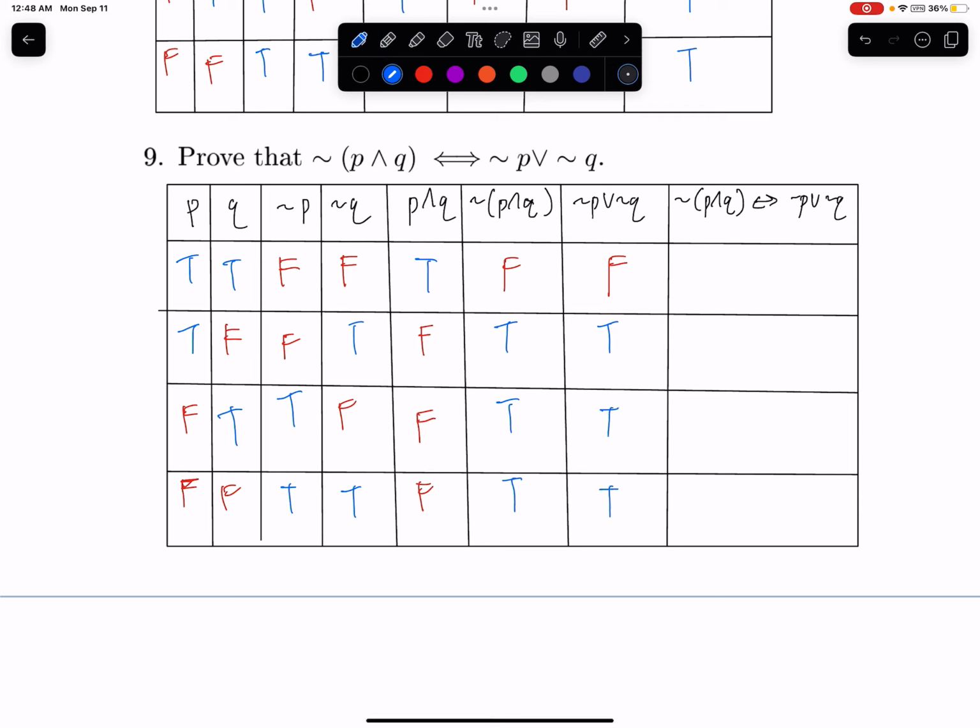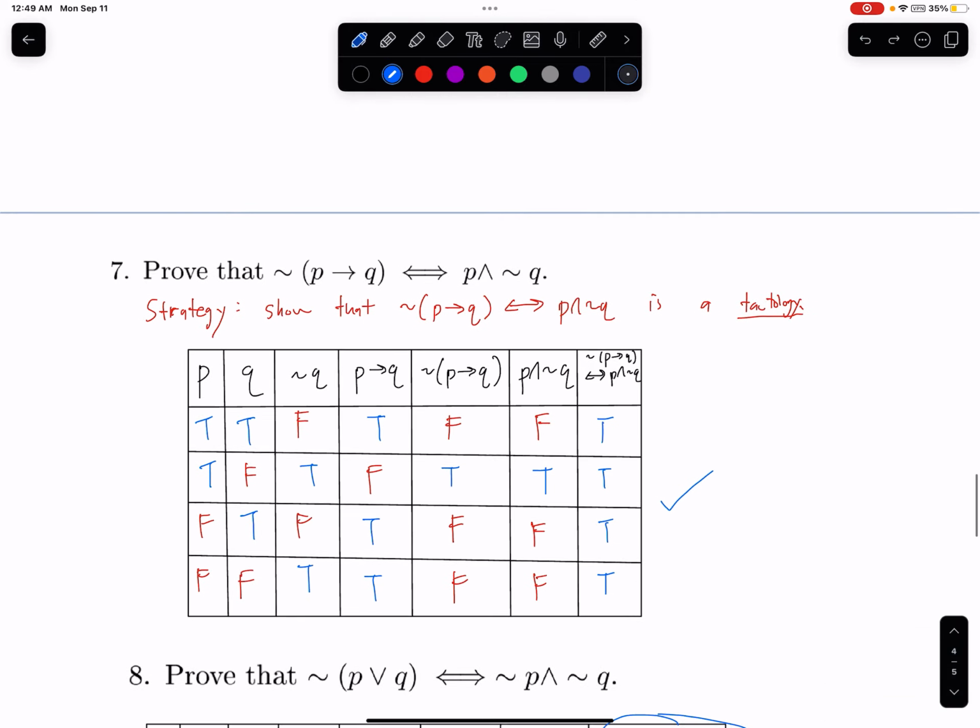Now combine those two statements. Here's the left, here's the right, with a conditional arrow. Conditional means as long as they match up, then it's true. And they always match up. So again, I have a tautology. Awesome. So proving this conditional statement is a tautology means that I do have a bicondition. I'm sorry, I do have a logical equivalence.